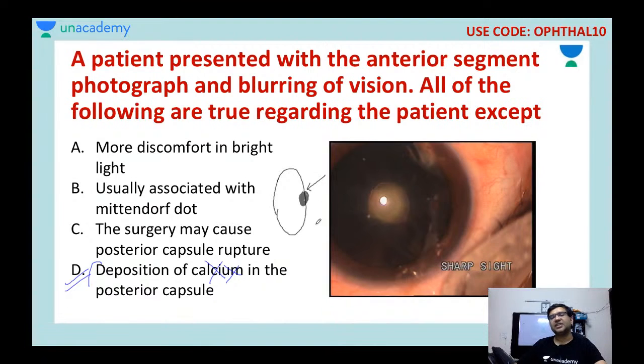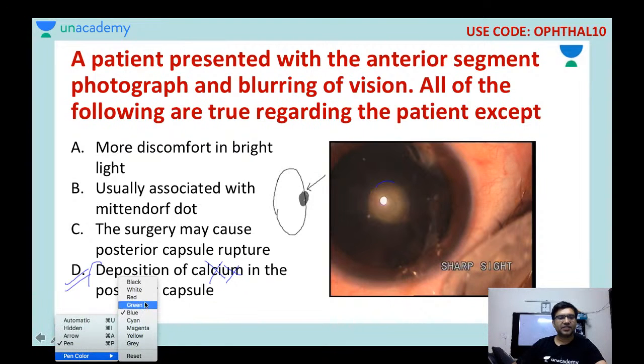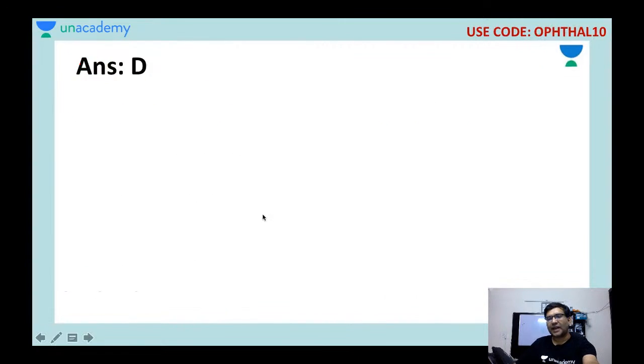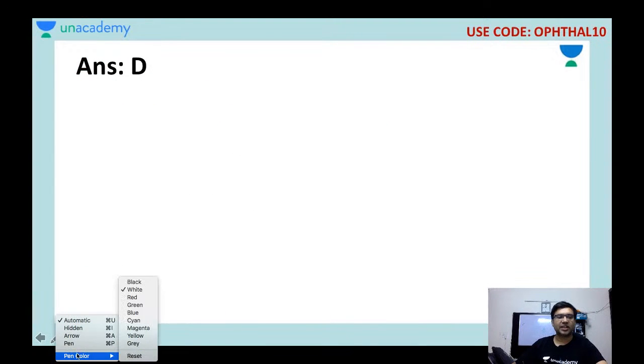So what this patient is having is a posterior polar cataract. If you can appreciate in this picture, this is a very, very good picture which I have got from one of my patients. This is a posterior polar cataract. Okay, so what is happening in a posterior polar cataract? There is more discomfort in the bright light. Now you would ask me, sir, why? Why is there more discomfort in the bright light?